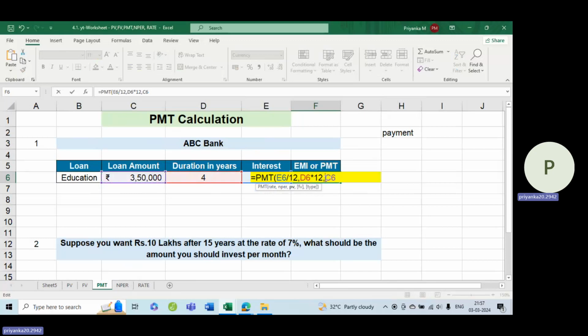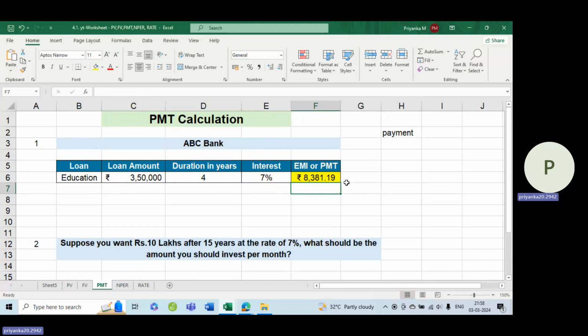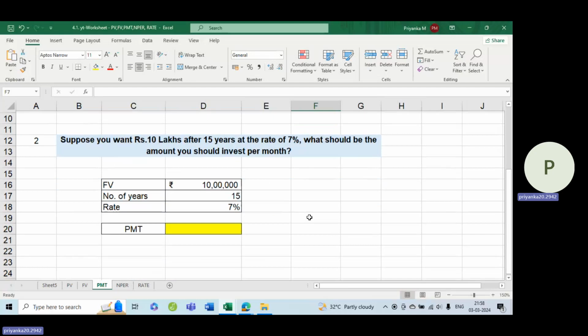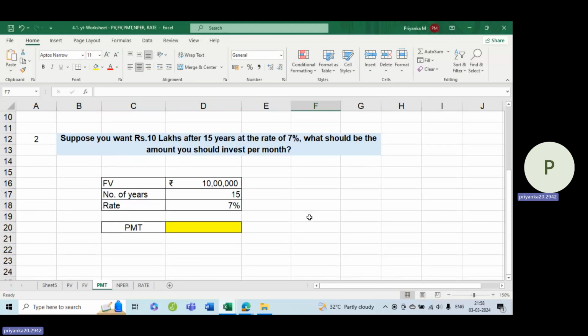Since it is going to be a cash outflow, you can either introduce a minus sign here, or I'm going to introduce a minus sign here. Okay. Now close the bracket. Yes. So this is the monthly payment he has to pay for 4 years to nullify the loan amount of 3,50,000. Okay. Now let us move on to the second problem in payment.